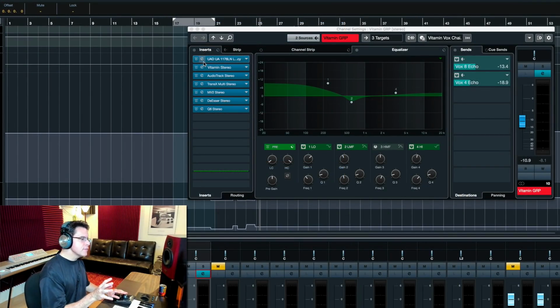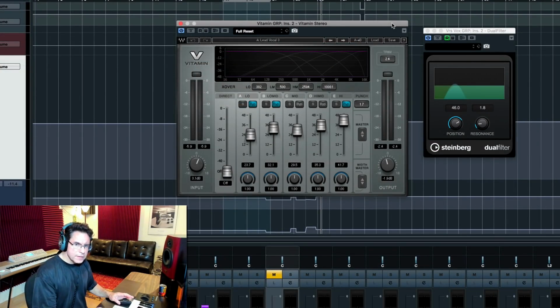So let me turn everything else off. And I just want to do a side-by-side comparison so you can see the sound that I'm getting out of the two and understand a little bit of the process.